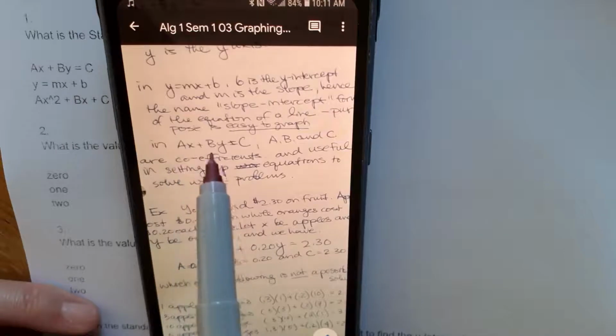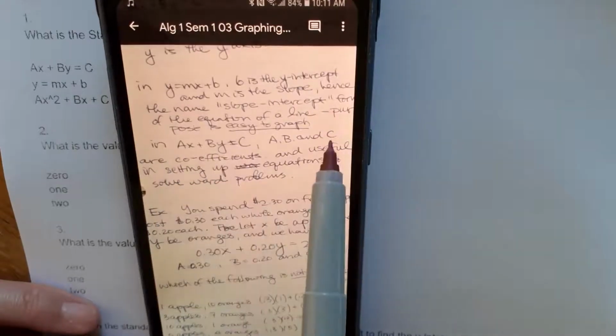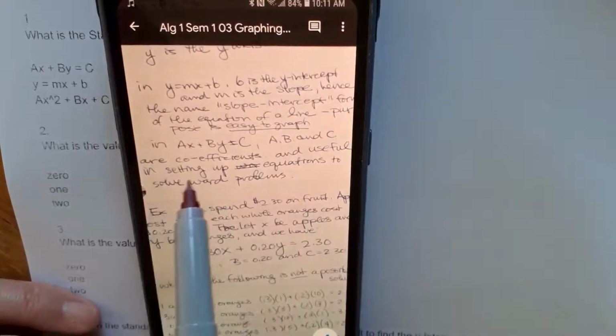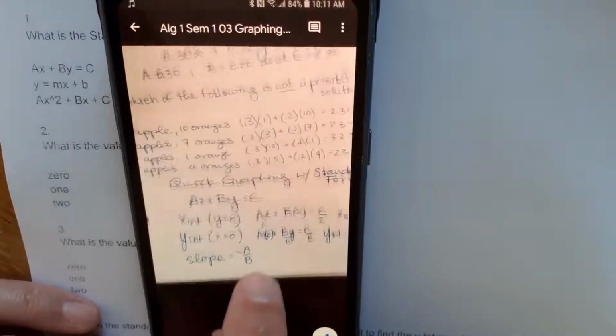A is what's in front of the x, b is what's in front of the y, and c is a constant on the right side. So technically speaking, c is a constant, and useful in setting up equations to solve word problems. Okay, I'm going to let you put that in your notes.